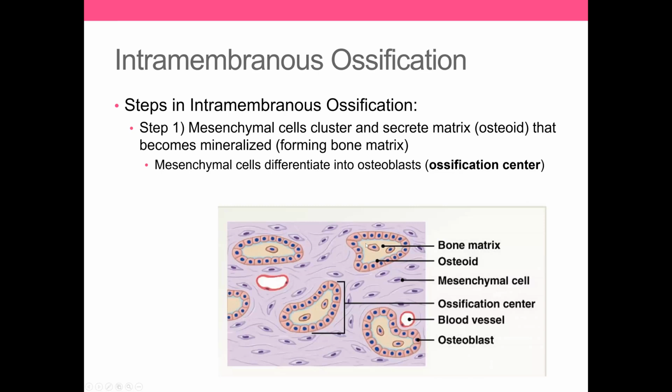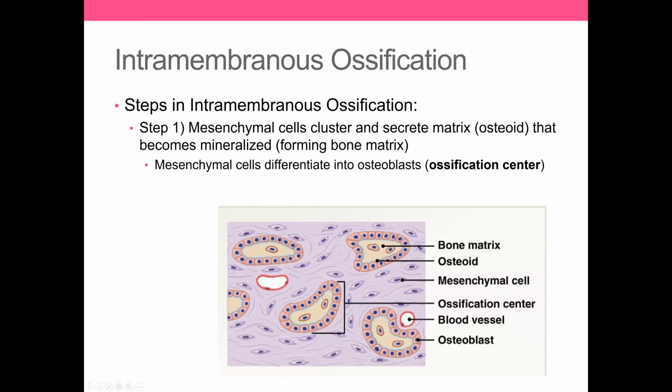So here are the steps for intramembranous ossification. First, you have mesenchymal cells, which, remember, these are stem cells in connective tissue. They cluster and they start secreting osteoid, which is the collagen fibers that's going to become part of the bone matrix. And then around those collagen fibers, you get mineral deposits of the calcium phosphate salts, and then you result in bone matrix. So where these mesenchymal cells are differentiating into osteoblasts, we call these little sections ossification centers.